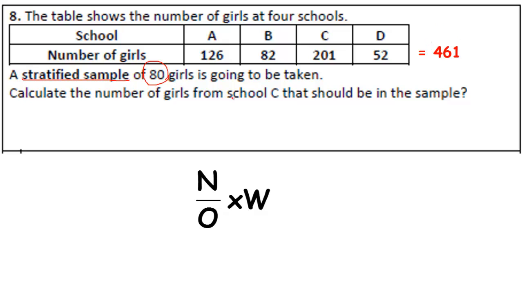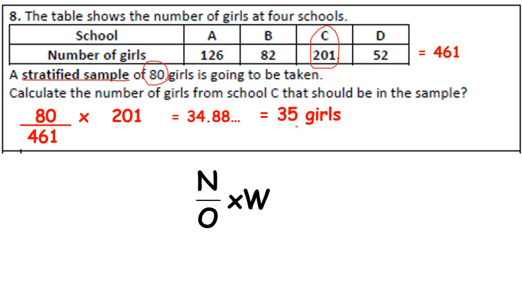And what do I want? Calculate the number of girls from school C that should be in the sample. School C has 201. So I'm going to do 80 over 461 times 201. Put that into your calculator. This will be on the calculator paper. Once you work it out, you need to round that to the nearest whole number. So to the nearest whole number, that's going to be 35 girls altogether. Okay. Make sure you are able to do this. A lot of you can, and you can do it with confidence. Make sure you can do this completely.